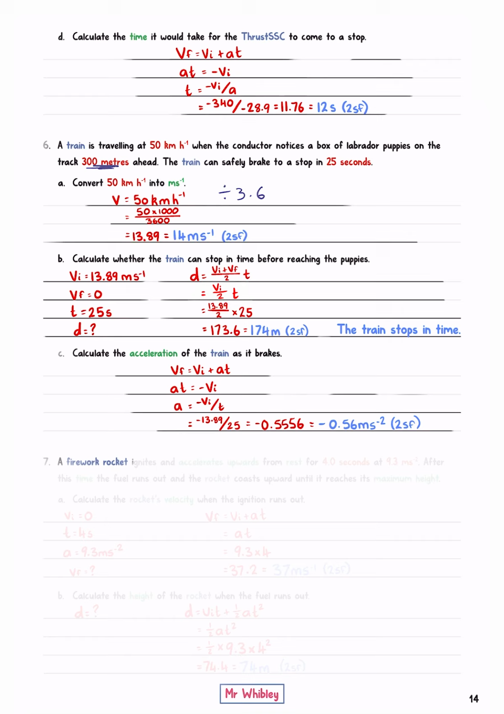Question 7. A firework rocket ignites and accelerates upwards from rest for 4 seconds at 9.3 meters per second squared.